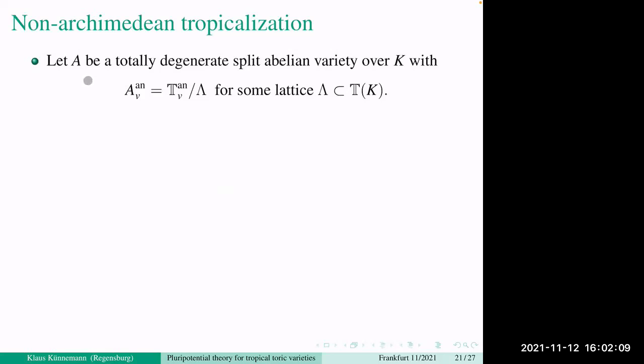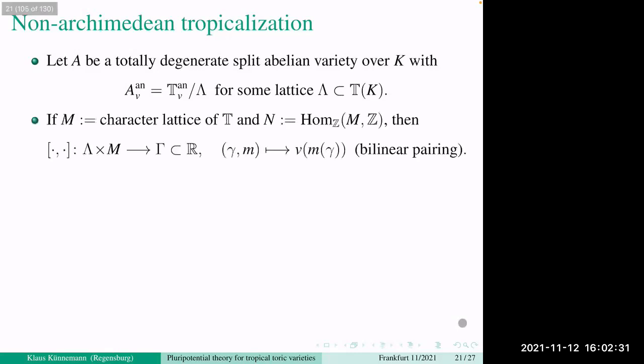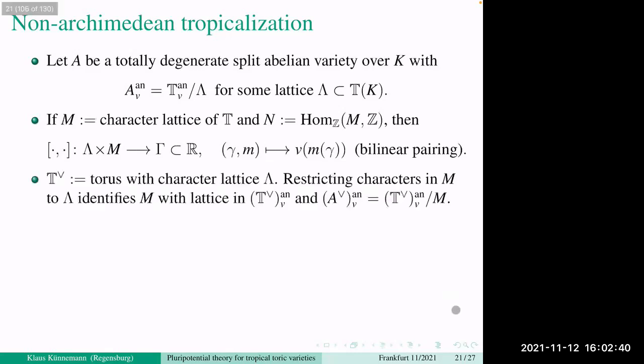Or non-Archimedean uniformization. So let A be a totally degenerate split abelian variety. These assumptions mean that if you look at the non-Archimedean analytification, you can write it as a quotient of a torus by some lattice. The lattice is inside of the K-rational points. And this is the non-Archimedean uniformization. If M is a character lattice of T and N the dual, then you get a natural pairing here.